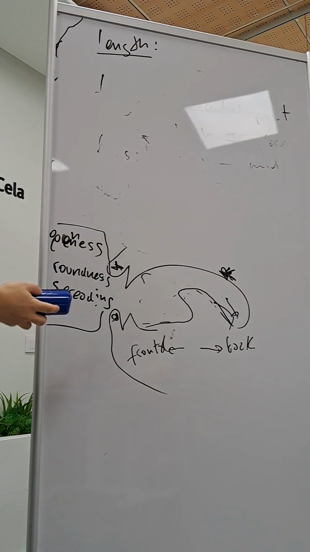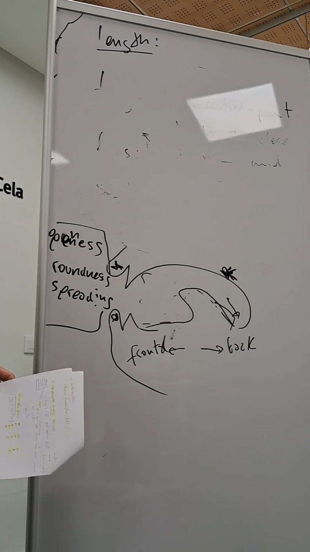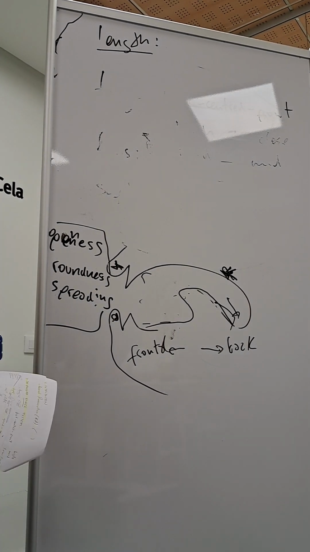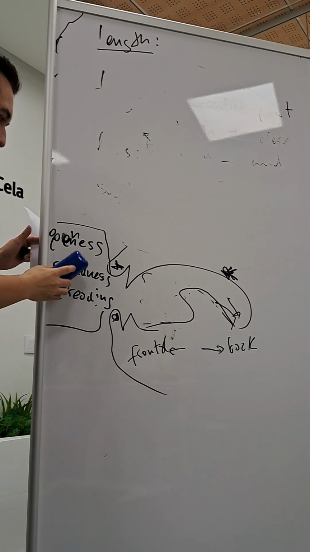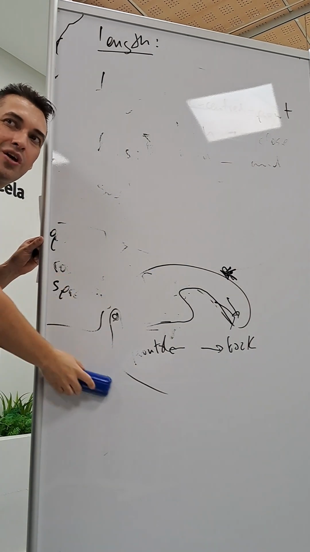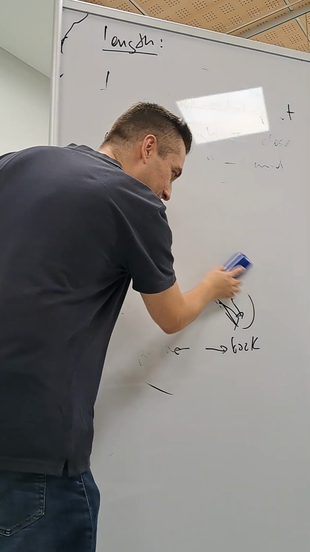Nonetheless, this is more difficult for me because when it comes to consonants, I know exactly the point of articulation. When it comes to vowels, it's more difficult to determine, so you do need to memorize a little bit more.